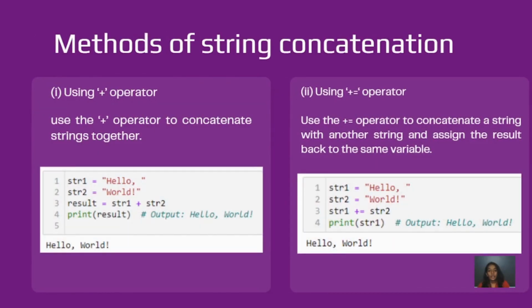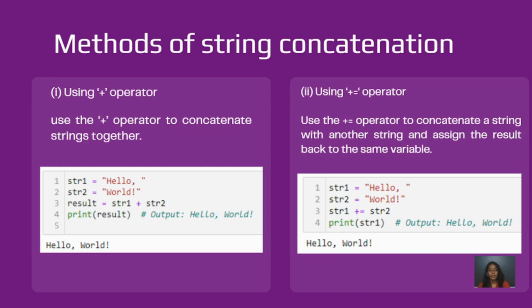Methods of string concatenation. First one is using the plus operator. Using the plus operator to concatenate strings together. We have two strings, that is str1 and str2. In str1 we have hello, and in str2 we have world. The result is str1 plus str2. When we print this result, we get hello world.